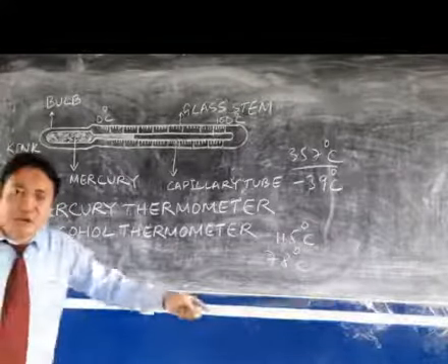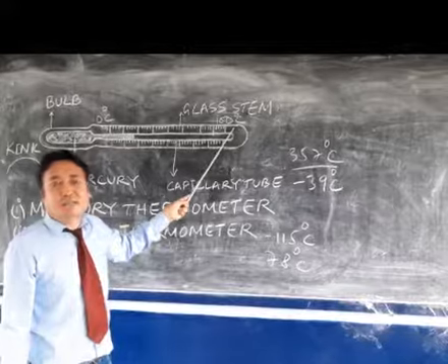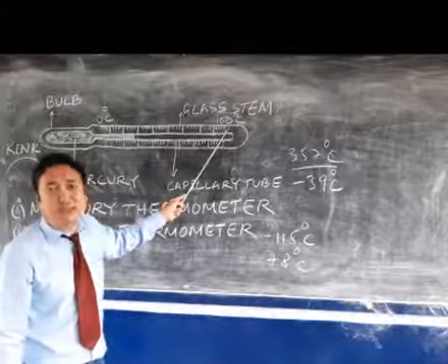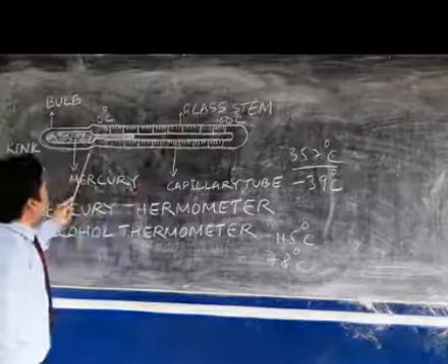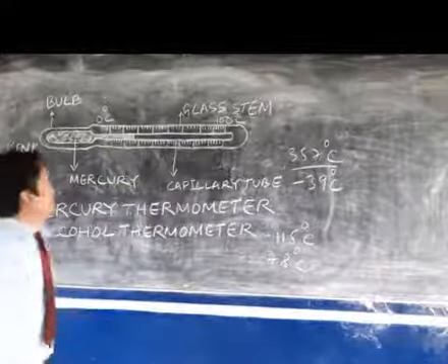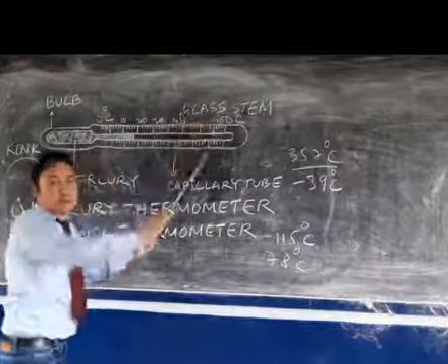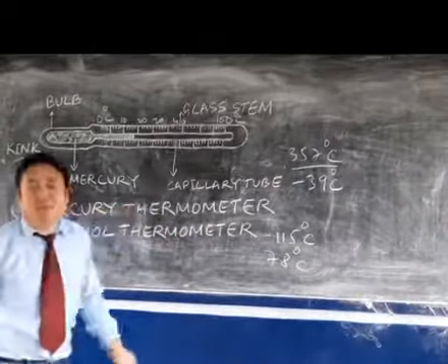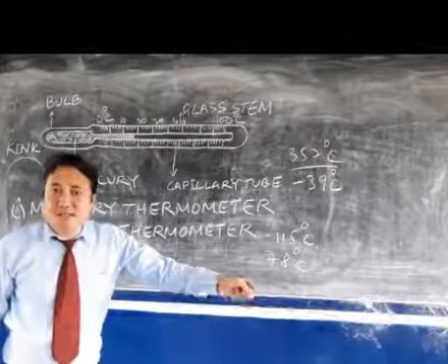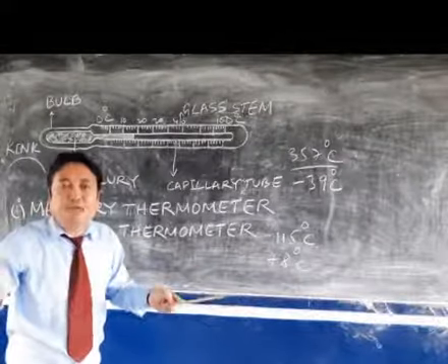The temperature of the melting point of ice is 0 degrees Celsius. And the other one, 100 degrees Celsius, is the steam point or the boiling point. Between this 0 degrees and 100 degrees Celsius, it is divided into 100 equal parts. That means 10, 20, 30, 40, 50 and so on up to 100 degrees. In a Celsius scale, the lower fixed point is 0 degrees Celsius, the upper fixed point is 100 degrees Celsius, and between them it is divided into 100 equal parts.